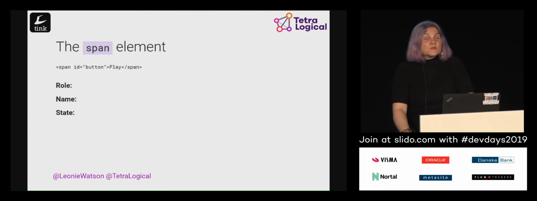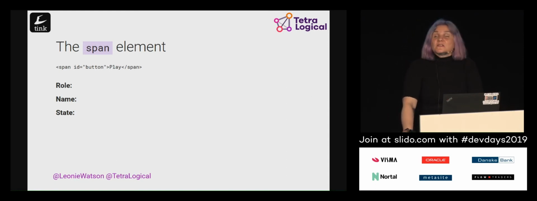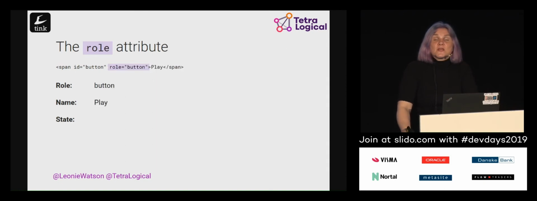So if we start with a really bad use case, a span element that we're going to turn into a button. If we have just our span element, as I mentioned before, it has no native accessibility information. So the screen reader is just going to think that there's some text on the page and not a lot else. But we can start to change that. We can use the role attribute with a value of button. And now in the accessibility tree that the browser creates, this span is going to be presented as a button. It's still a span in the DOM.